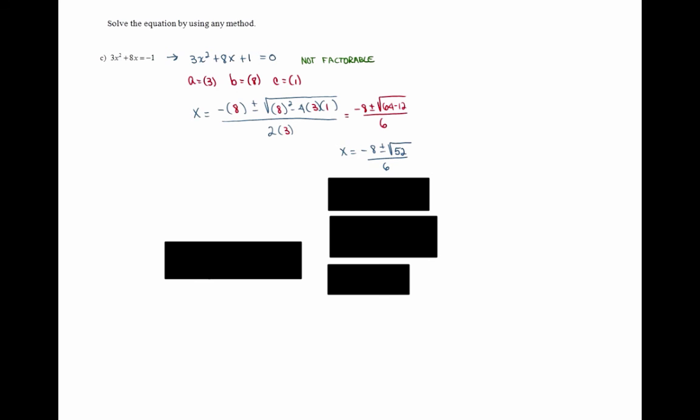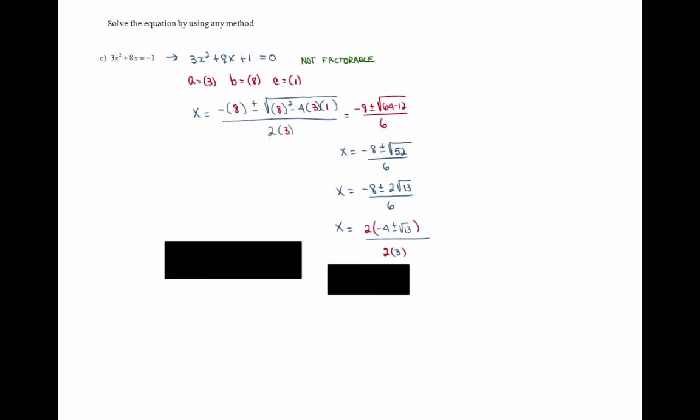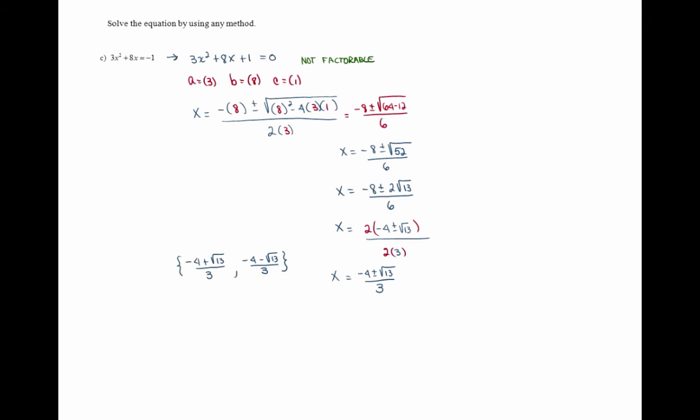4 times 13, yeah. If you change it to 4 times 13, then it becomes 2 radical 13, right? 4 becomes 2. Now you notice that each of these terms has a factor of 2. So if I factor the 2 at the top, then I can reduce it with 3, with 6. That would be 2 times 3. So there it is. Minus 4 plus and minus radical 13 over 3. So these are my solutions.